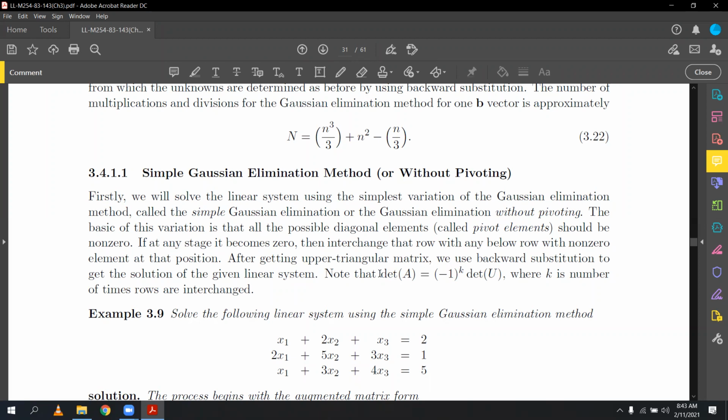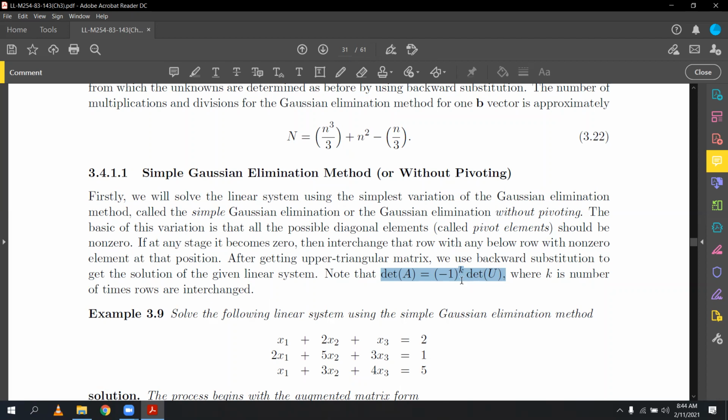And this is a formula to find the determinant of A with the help of the simple Gauss elimination method. Please, this is a very important formula. Determinant of A is always equal to minus 1 power k times determinant of U. You already know U, and you can easily find the determinant of U. I told you how to find the determinant of U. And what is K? K is the number of times you interchange the row. If you don't interchange the row, what is the value of K, please? K is 0.